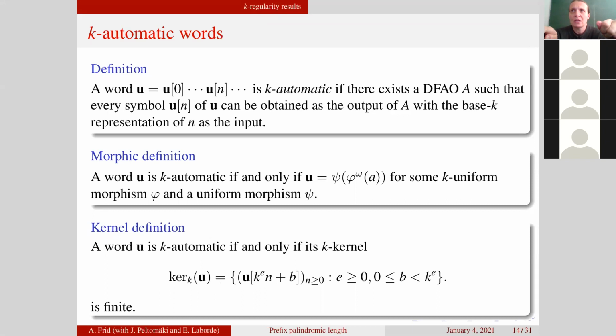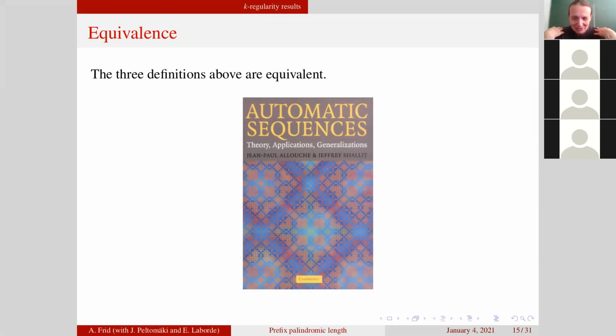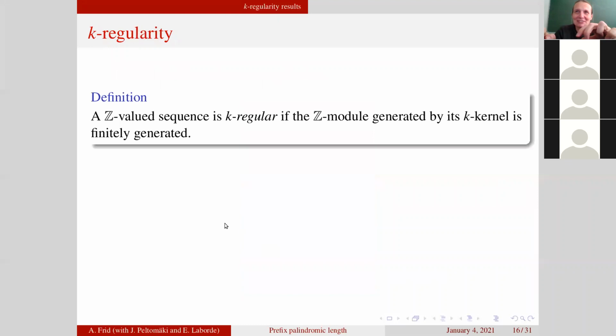I understand that it was not clear if you do not know these definitions. It is two chapters of this book to explain all the equivalences and to give all the examples. And yet another chapter for the definition of regular sequences, which I give here, and I am not really going to use it.